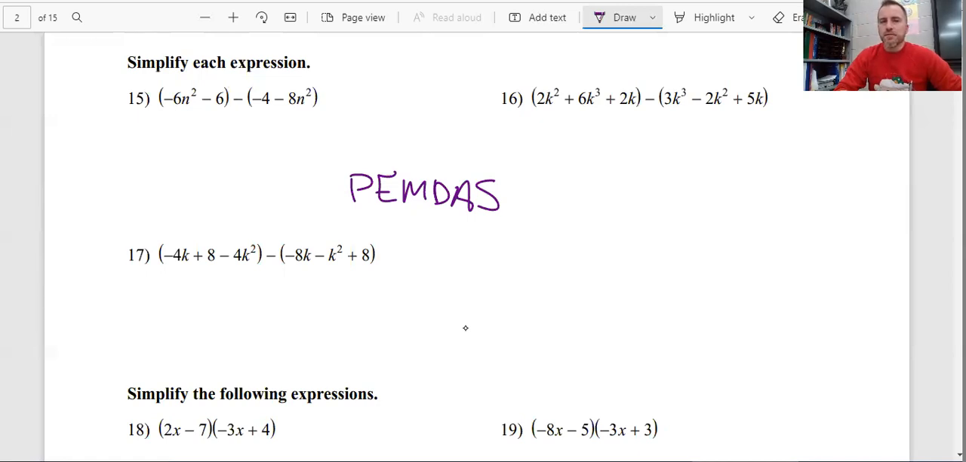But can I add a negative 4k to an 8? No, I can't, because they're not like terms. They don't have the same variables to the same powers. I can't subtract a 4k squared from an 8 because they're not like terms. Same thing over here. So really my parentheses are done. And then you look at the exponents and you see k squared. Well, I can't square k because I don't know what it is. So basically I have finished those as well.